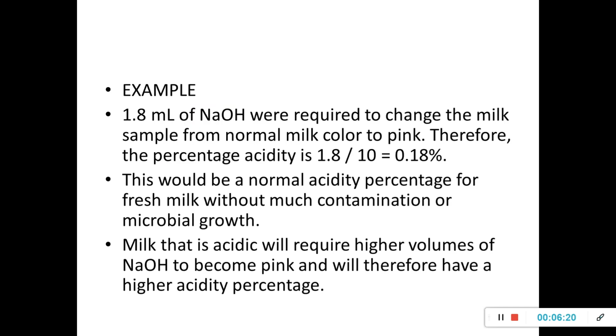Now, how do we calculate the acidity? If you had 1.8 ml of NaOH, divide that by 10, and that would give the percentage of acidity. This 0.18% is a normal acidity percentage for fresh milk without much contamination or microbial growth. Milk that is acidic will require higher volumes of NaOH to become pink, and it will therefore have a higher acidity percentage.